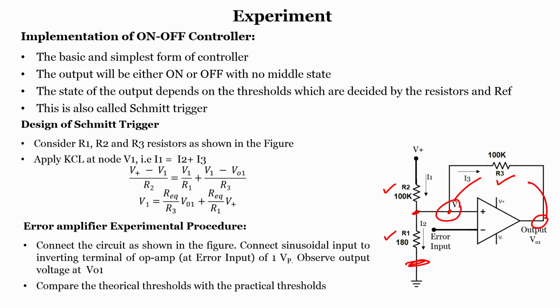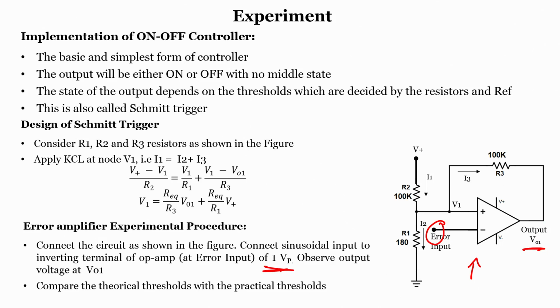So, how to perform this particular experiment, or what is the experimental procedure for implementing the error amplifier? The first thing is you have to connect the circuit as shown in the figure, right over here, and then connect a sinusoidal input to the inverting terminal of the operational amplifier, which is your error input, let us say 1 volt peak to peak, and we can observe the output voltage VO1 at the output of the amplifier.